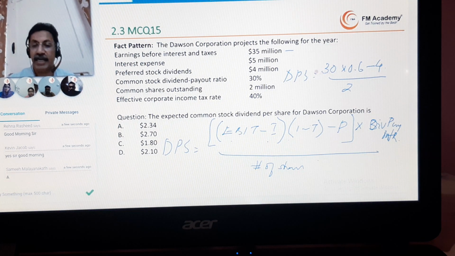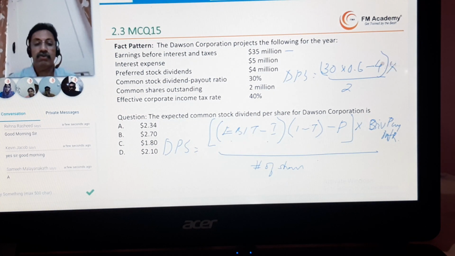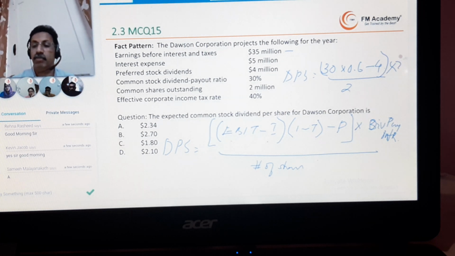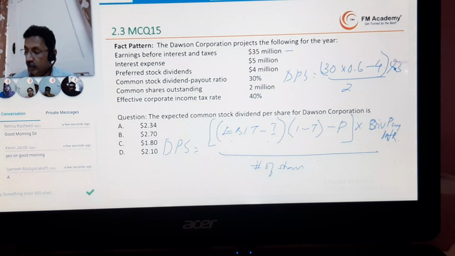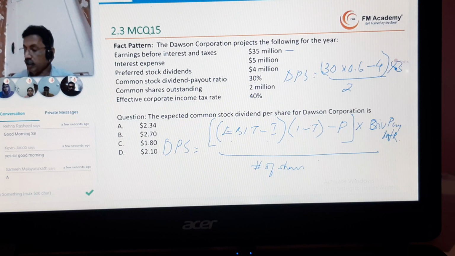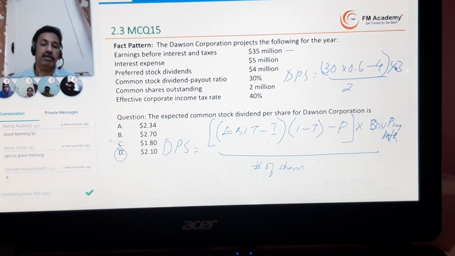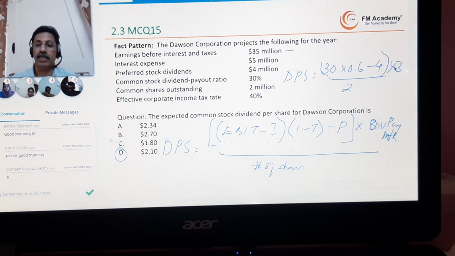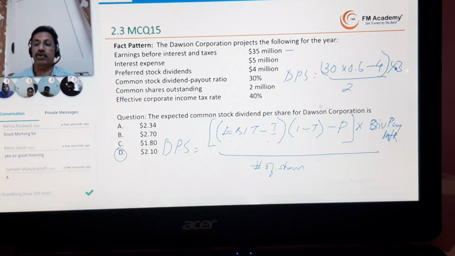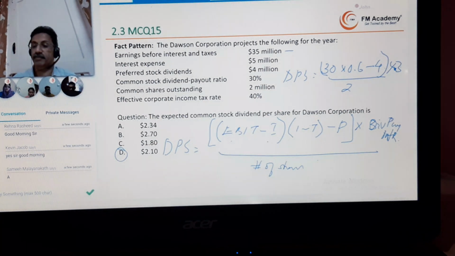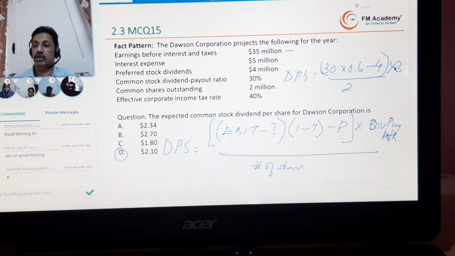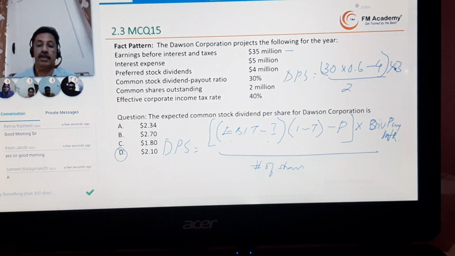So this is the earnings per share into the dividend payout ratio, 30%. When you multiply by 0.3, you will get the total dividend. Total dividend is 4.2, divided by 2 is $2.1 per share, the dividend per share. I think all of you understood. If any of you still have a doubt, just raise your hand. No. So everybody understood. Very good. Next question.